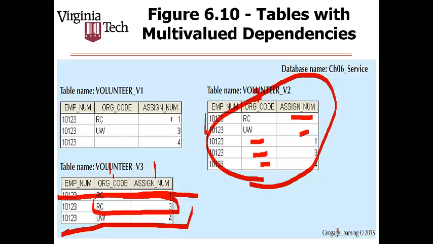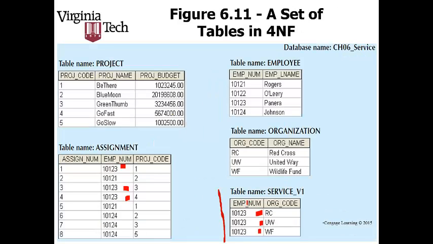They record two different facts. They record that 1023 works for RC, and 1023 is assigned to number 3. But the org and the assignment aren't related to each other. So what you really want to do is have two different tables so that you store each of those facts, like what organizations people work with, and then what service they're on, as two different things.